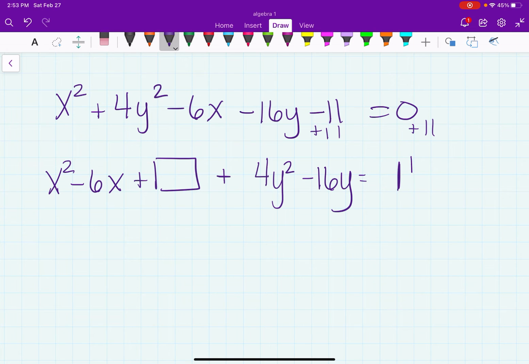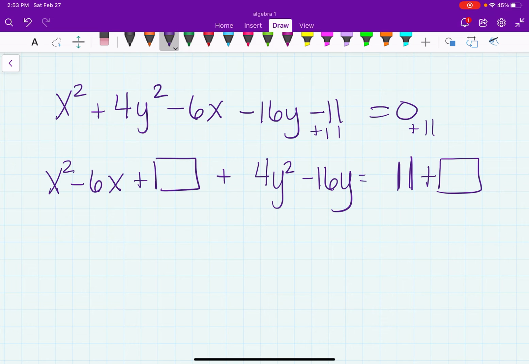Okay. Well, the first thing I do is look to make sure the lead coefficients are 1. So that's why I already put my box in there for the x, because the x squared coefficient is 1. The y coefficient is not 1, so we've got to do some work here.